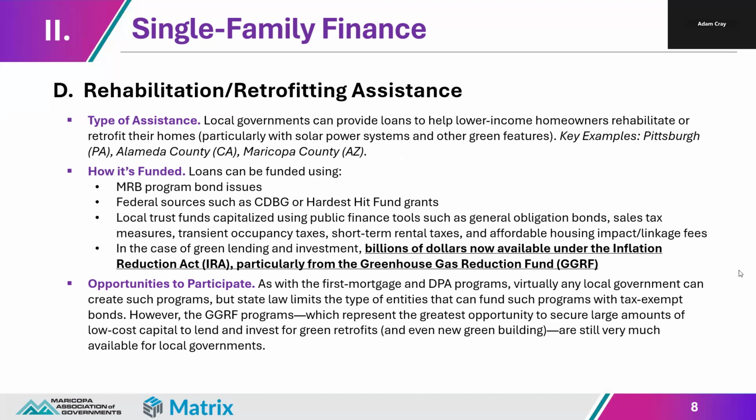So the third type of program that I want to talk about is rehabilitation and retrofitting programs. And these are programs for existing homeowners that may need some help fixing up their homes or retrofitting their homes and making them more efficient.